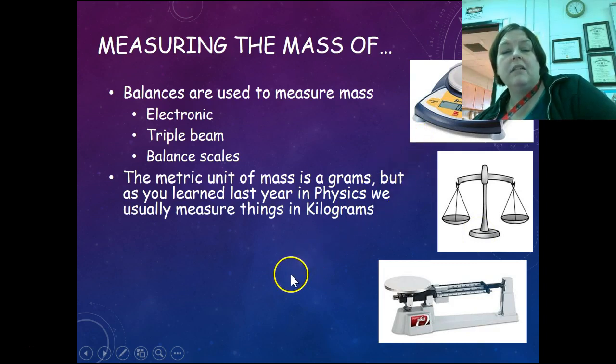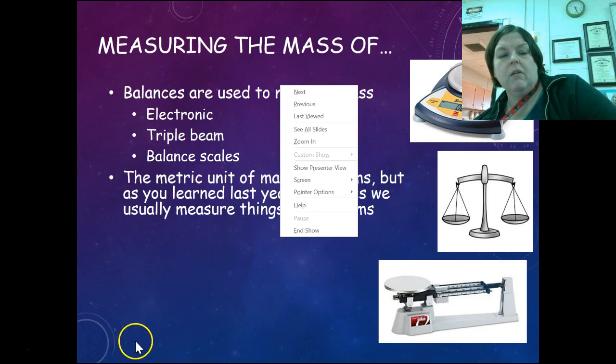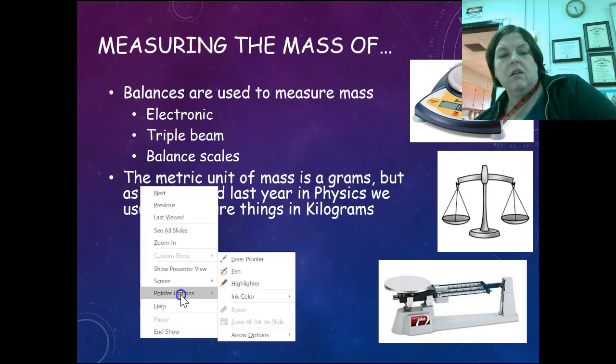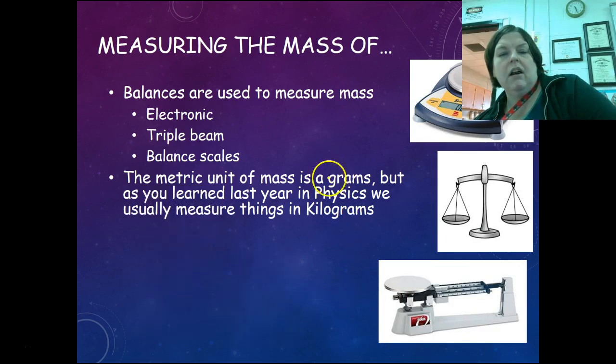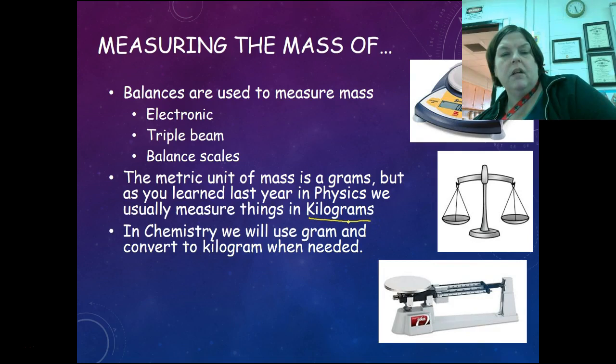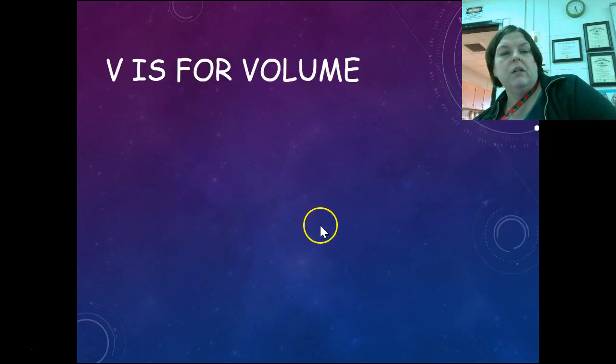The metric unit of mass is the gram, and as you learned last year in physics, we use a lot of kilograms. So just be aware, kilograms is something that we do use sometimes in this class, but in chemistry we typically stick with grams. Kilogram is really used for physics mostly.